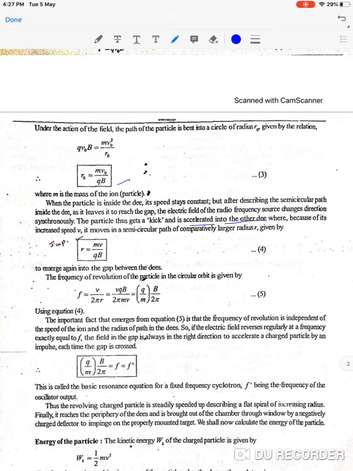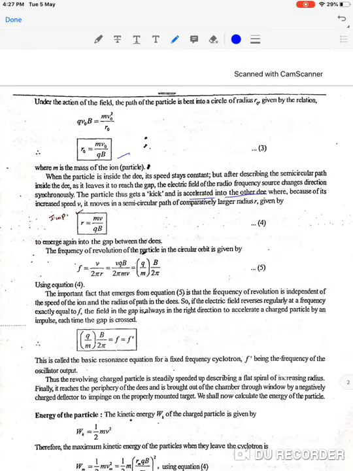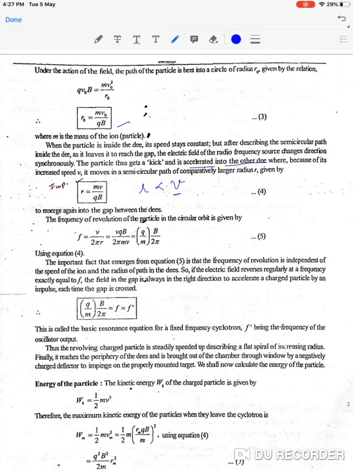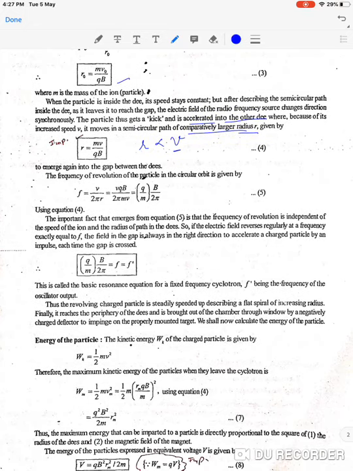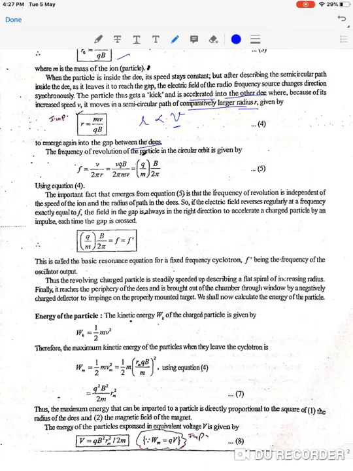Where now, if it is accelerated, then the velocity will be something different, and r is directly proportional to v. That implies it has a higher velocity now. So it moves in a semicircular path of comparatively larger radius to emerge again into the gap between the Ds. Okay. Now the frequency of the revolution of the particle in the circular orbit is given by this.